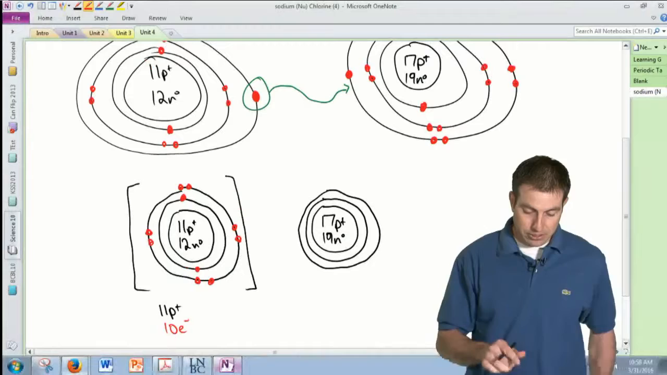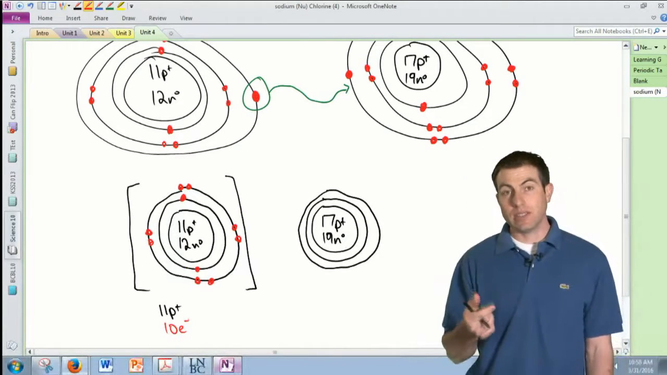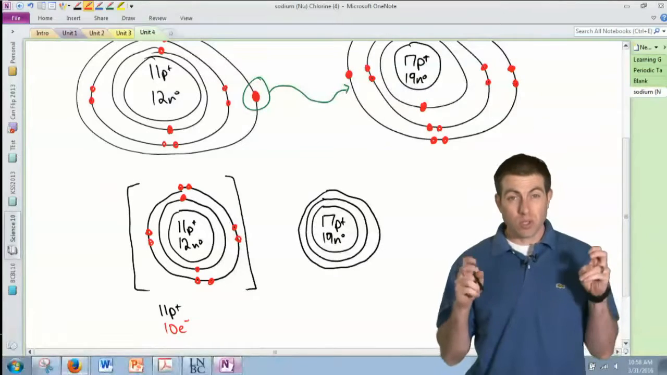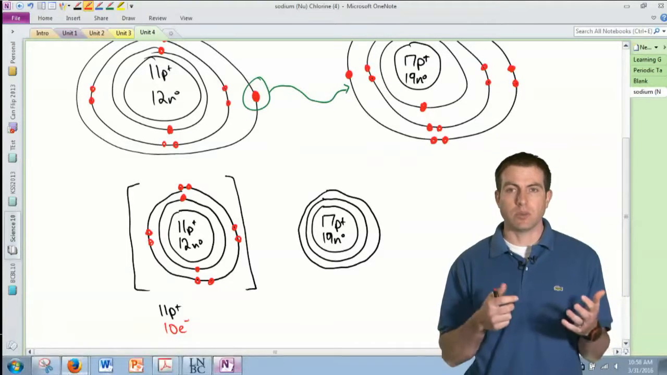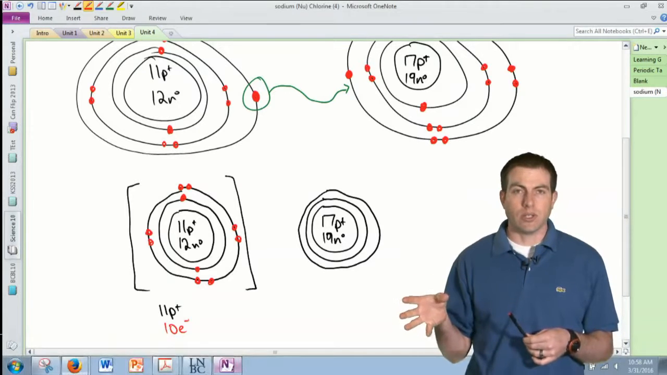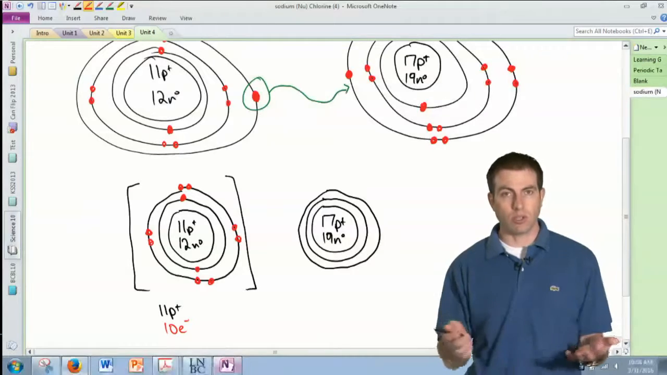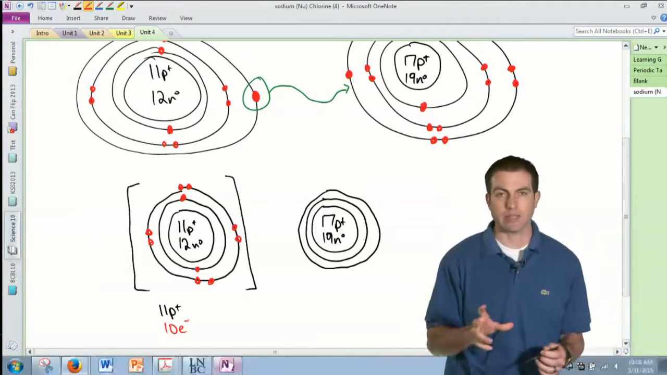Well, if I have an extra positive, I have an extra proton, that means that this sodium, what we used to call an atom when the protons and electrons were the same, well, it got rid of one of the electrons. So now the protons and electrons aren't the same, so it's now called an ion because it has an overall charge. And this is why we put the brackets around it.